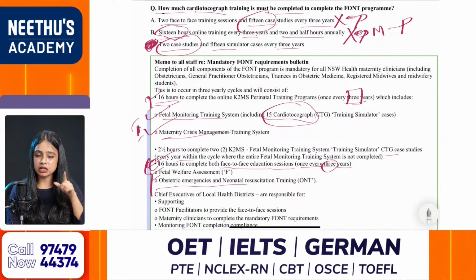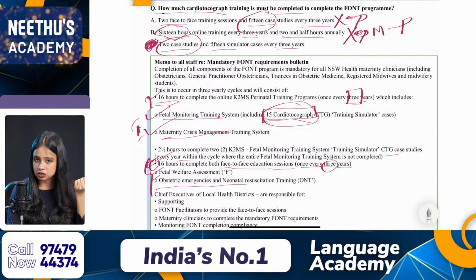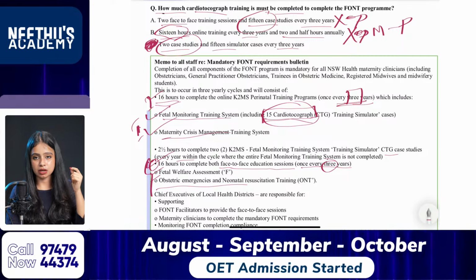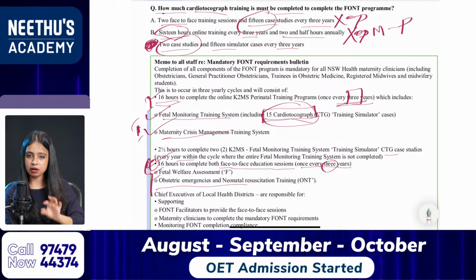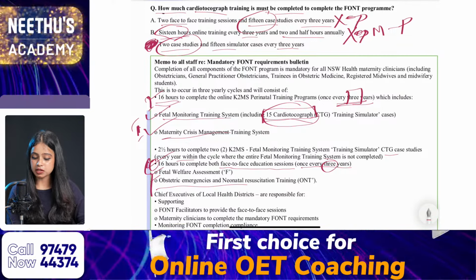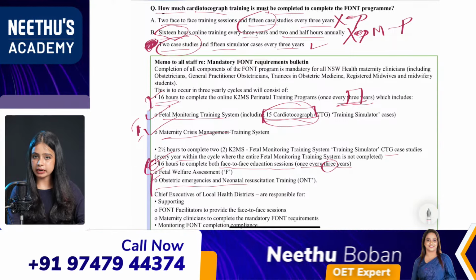Then 15 simulator cases, that is 15 cardiotocograph, that is the question. Then every 3 years, again, I've already marked every 3 years. So from the first bullet point we got option C, 2 case studies and 15 simulator cases every 3 years. So option C is the correct answer. Clear? Any doubts?